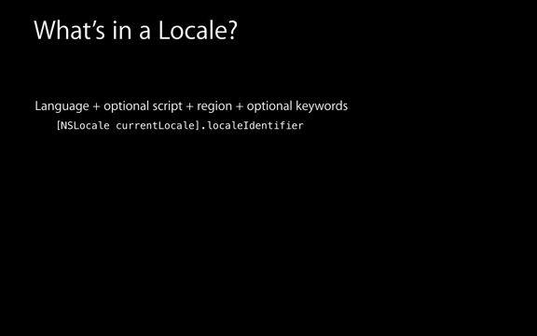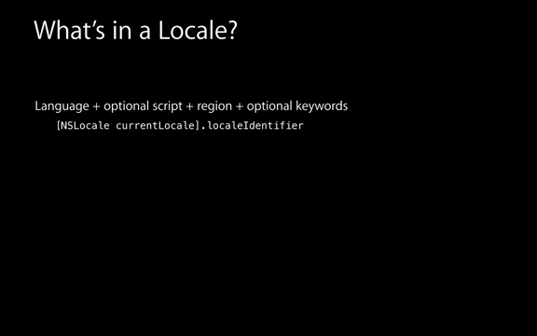So, what is a locale anyway? Earlier we saw one example, the U.S. English locale. There was a language and there was a region. But locales can have many more attributes. There can be an optional script. For example, you might need to indicate whether you want to use Arabic or Cyrillic script with a particular language. There can also be keywords added which fine-tune the behavior of the locale.